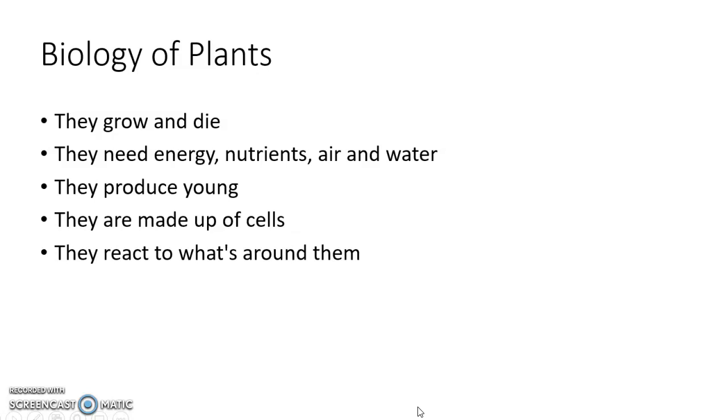The first thing that I want to go over is that the biology of plants is just like any other living thing, which means they grow and die, they need energy, nutrition, air, and water, they produce young, they are made up of cells, and they react to whatever is around them, which means they adapt to their environment so that they can live in a certain environment that will be suitable for them. They need energy, nutrients, air, and water just like human beings and animals. The nutrients they need are just different, like sunlight, and the energy is also from sunlight.